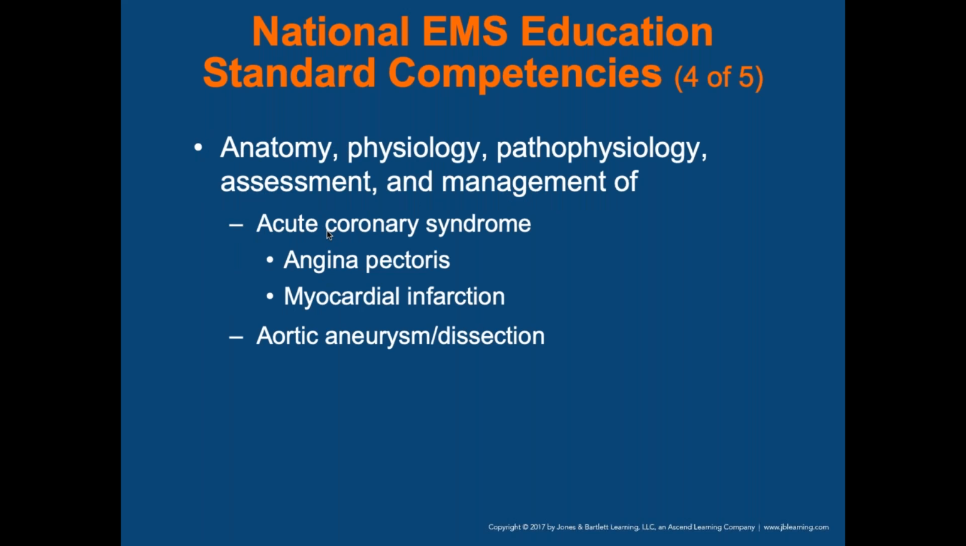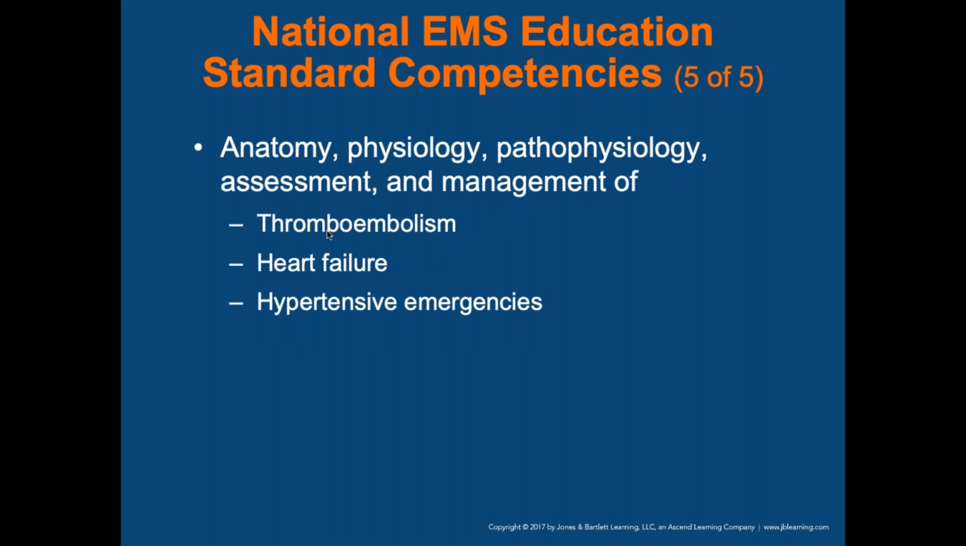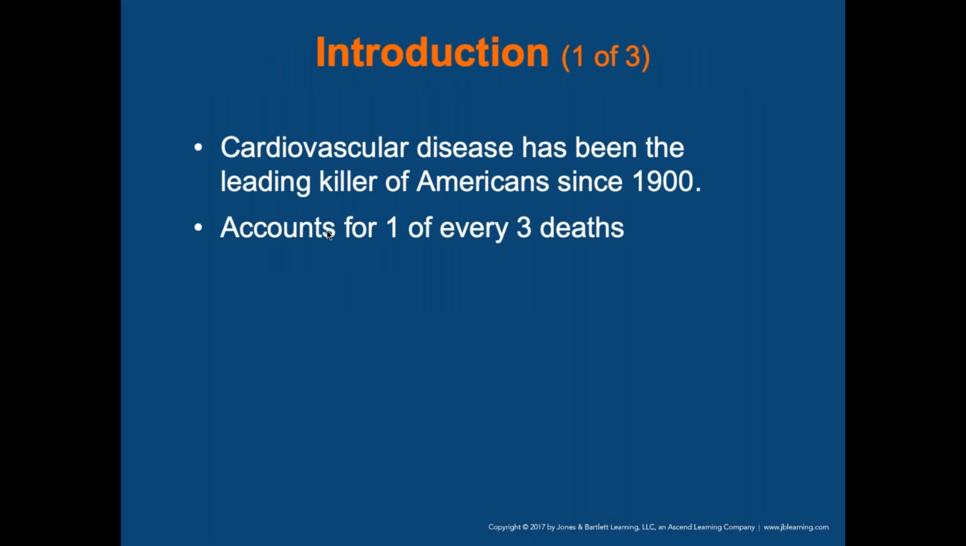We're also going to look at acute coronary syndrome, angina pectoris, and myocardial infarction. We're also going to look at aortic aneurysm and dissections, thromboembolisms, heart failure, hypertensive emergencies as well. So cardiovascular disease has been the leading killer of Americans since 1900 and accounts for 1 of every 3 deaths, some sort of acute coronary syndrome or cardiovascular disease.